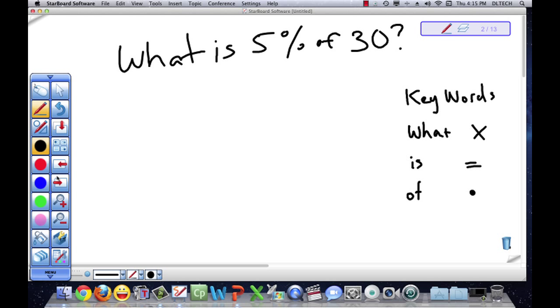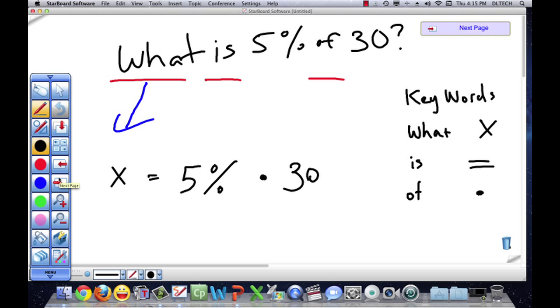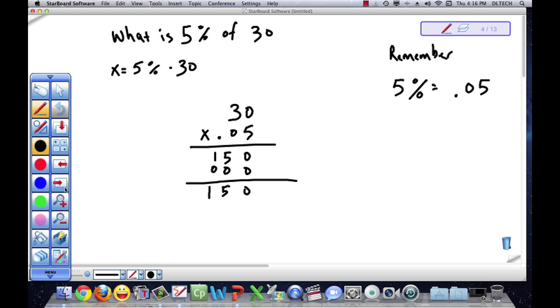So by doing this, we can already see that we have some key terms in there. The key terms are what, is, and of. So what is represented by X. So X equals 5% of 30. Now that we have our equation itself, we can solve for this. Because X is already by itself, we can just go ahead and multiply.